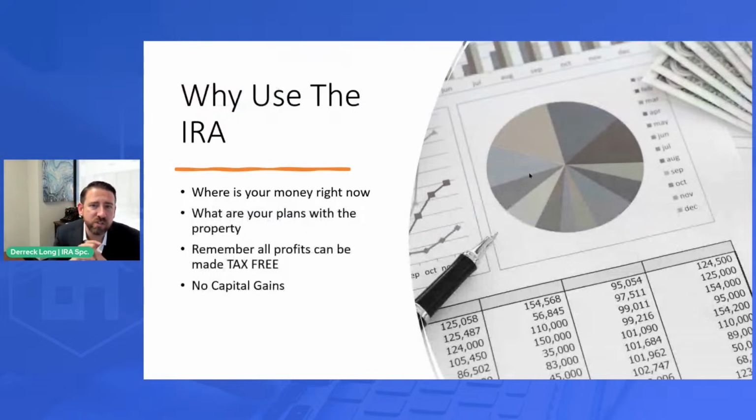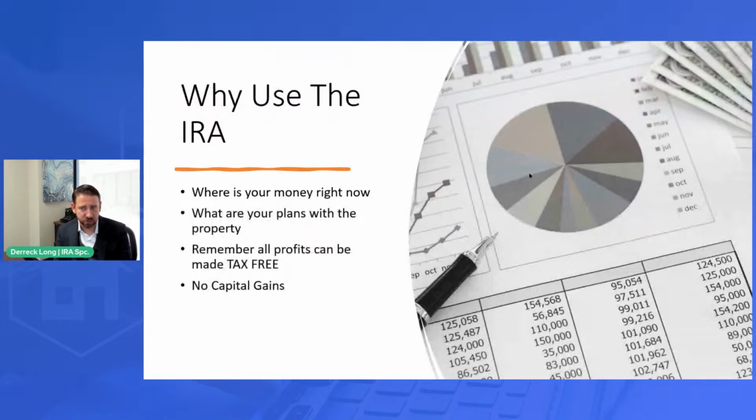Every investment we do using the IRA can avoid the taxes. If it did the fix and flip, if it held it as a rental, if those rents were coming in as income, they come back to the IRA tax-free. If you did the fix and flip, it's tax-free. So we can actually avoid our capital gains by using the IRA.